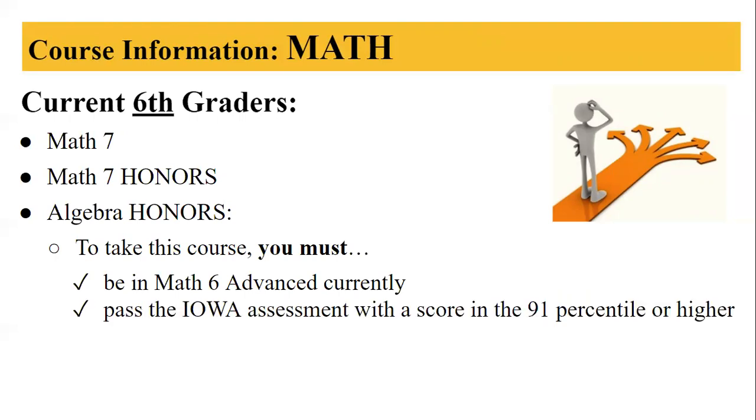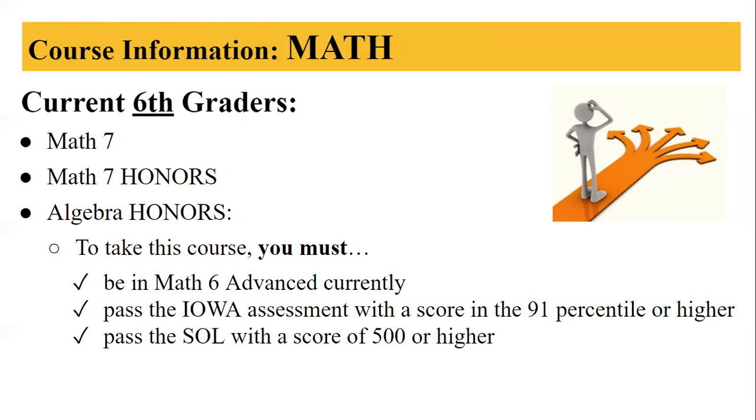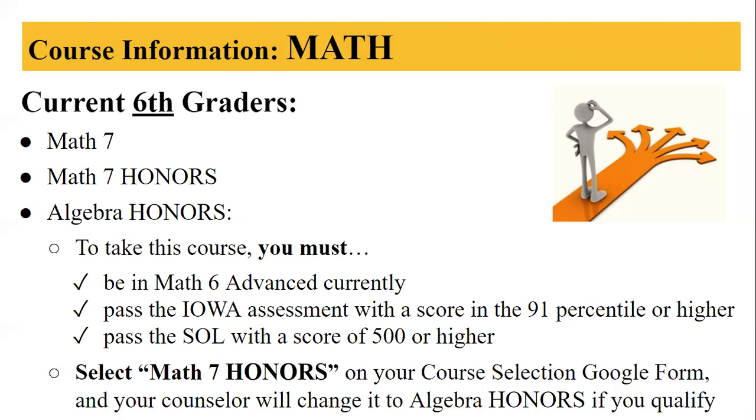And you have to pass the Iowa assessment with a score of 91 or higher, and you must pass the SOL with a score of 500 or higher. If you are in Math 6 Advanced currently, and you believe that you will pass those assessments and be ready to take Algebra Honors next year, you will notice that Algebra Honors is not on the Google form. However, what you need to do is select Math 7 Honors, and your counselor will add any student that qualifies for Algebra Honors into the class.